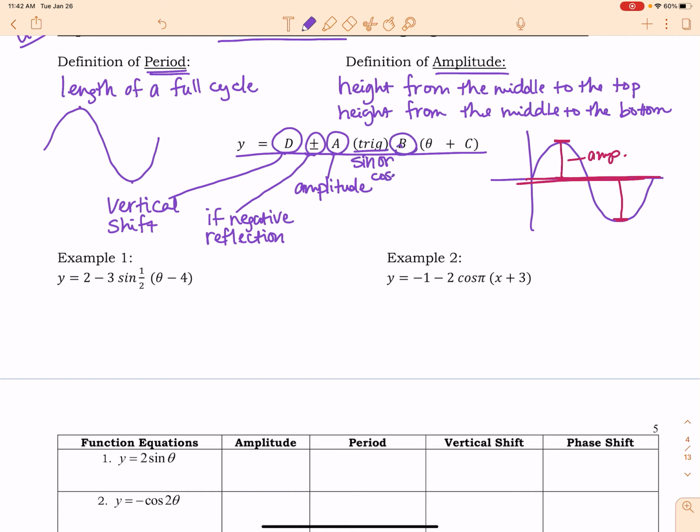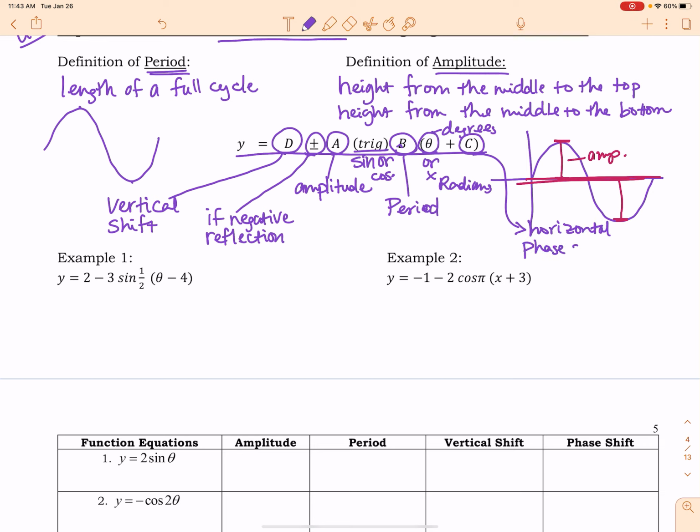And then if you have a value between your trig and your parentheses, that, of course, is going to be the period. We'll talk more about that in a minute because that is a little trickier. And then this value right here can be theta or it can be x. Theta tells you it's in degrees. X tells you it's in radians. And then the C right here, if it's in parentheses, means that we're going to have a horizontal shift. In trig, we also call this a phase shift. So that's what I'll refer to it as, a phase shift.